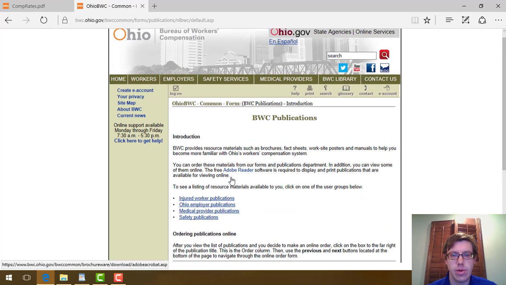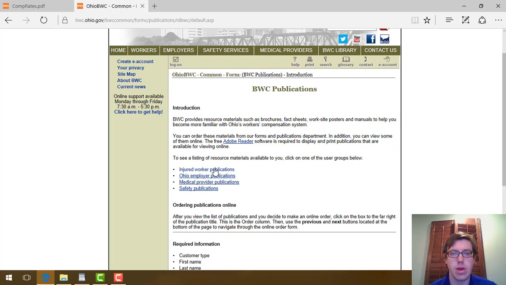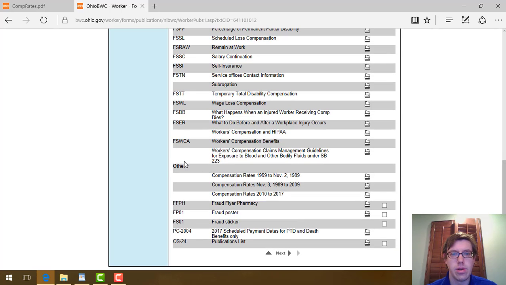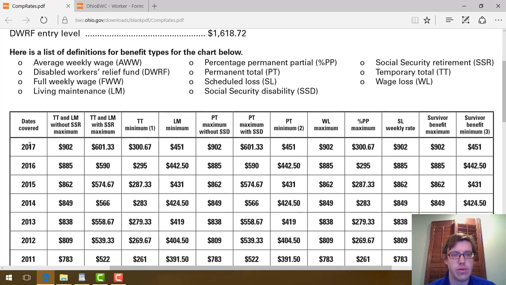Then if you scroll down, you see injured worker publications, click on that. If you scroll down here, you're going to see other, and you're going to see comp rates. I've already opened this, and if I look for 2017, I roll over, and this is the column you want to be looking in, the percentage permanent partial maximum. For the year of 2017, for instance, it's $300.67.